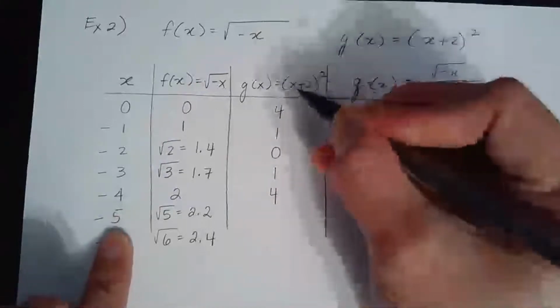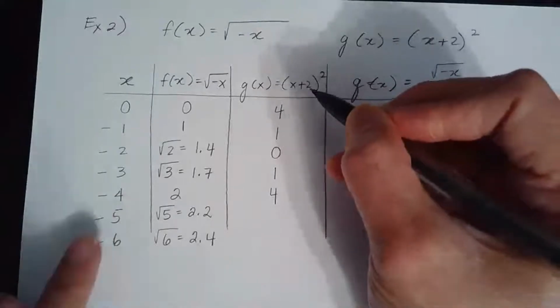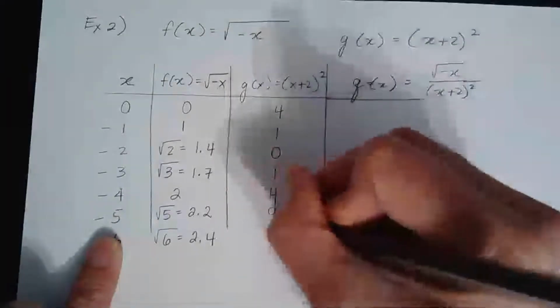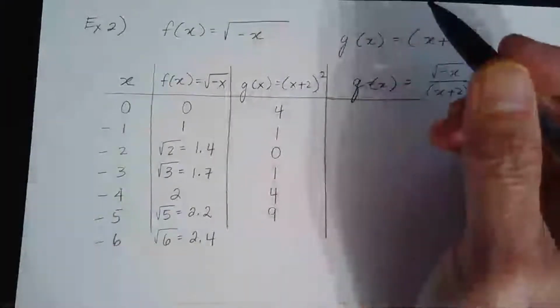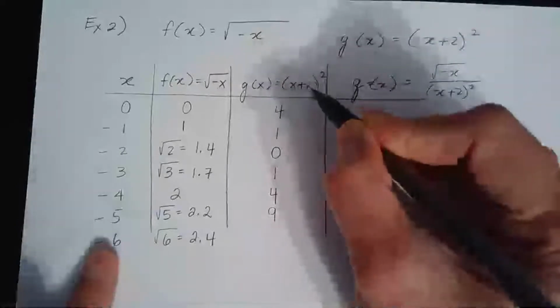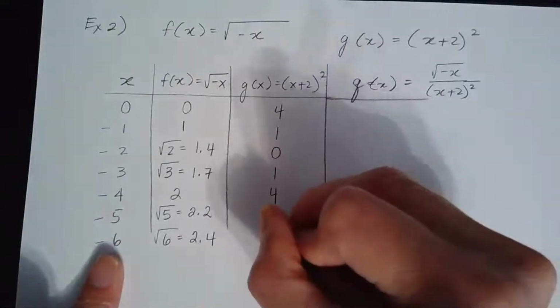If I put negative 5, so it's going to be 3. Negative 3 squared is 9. And then last but not the least, negative 6 plus 2 is going to give us negative 4. Negative 4 squared is going to be 16.